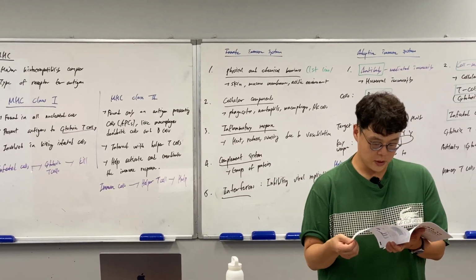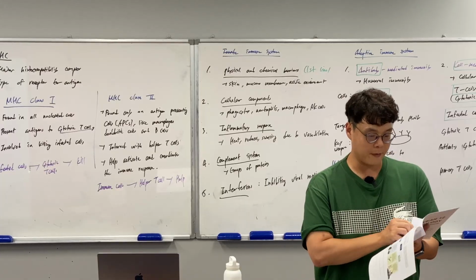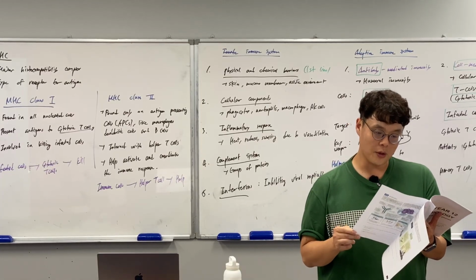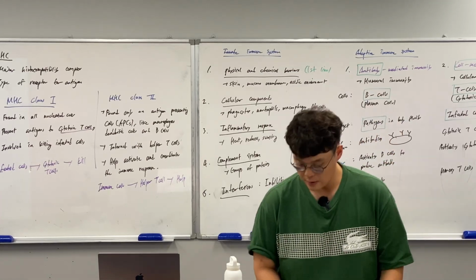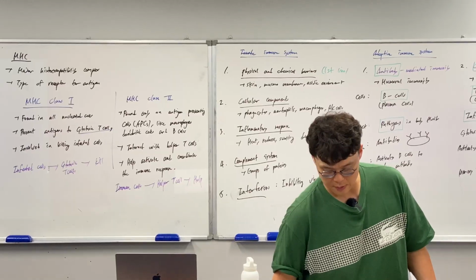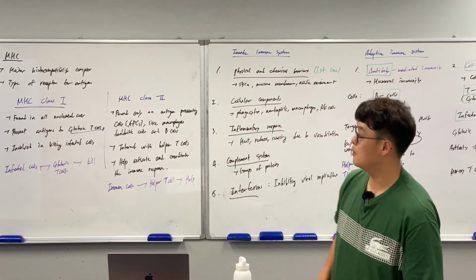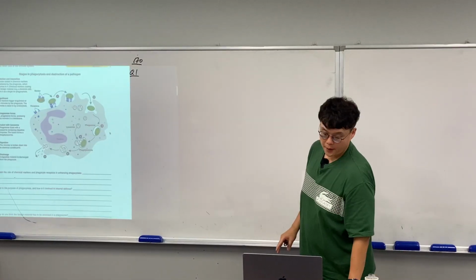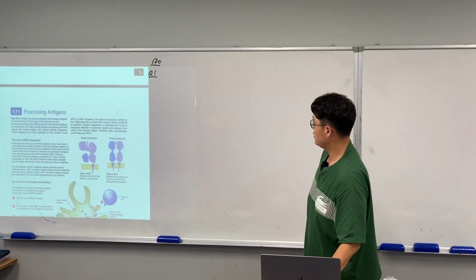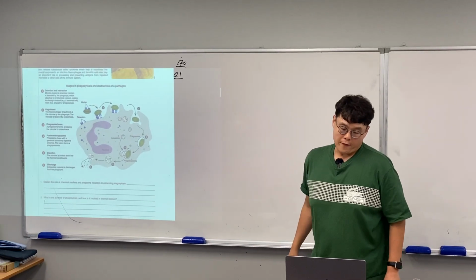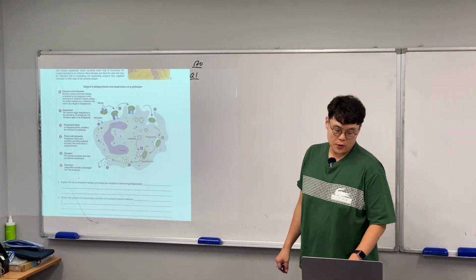Let's try to finish up to the antibodies, or before the antibodies. Try to finish up the clonal selection, page 7. And we'll go through the answers first and then finish the rest of these questions. Okay, page 2, phagocytes and phagocytosis.